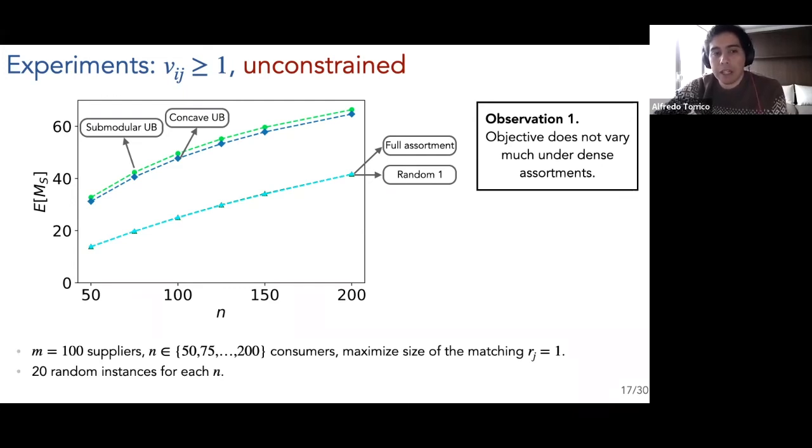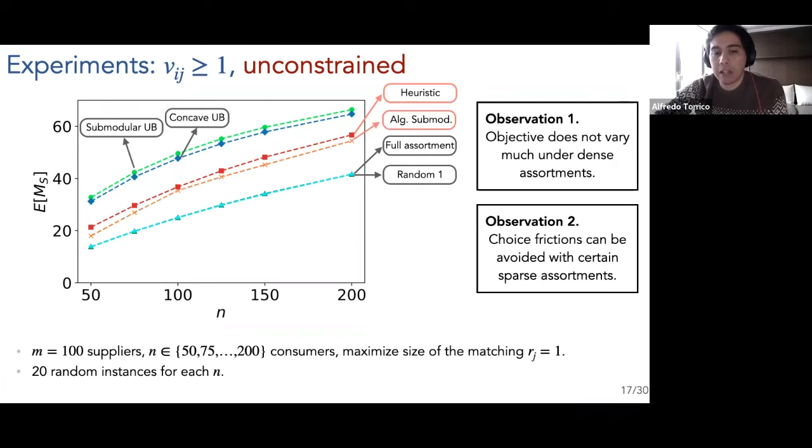Since this is the easy regime, we only have to show the ideal supplier for each consumer, so the menu of options here is only of size 1. We run our heuristic in red, and you can see it has much better performance than the other two approaches. And in orange, we have the algorithm that finds the ideal suppliers. You can see that sparser, smaller assortments perform much better than dense assortments because they avoid the friction that you may have in this market, because the consumers prefer more to stay than to leave.